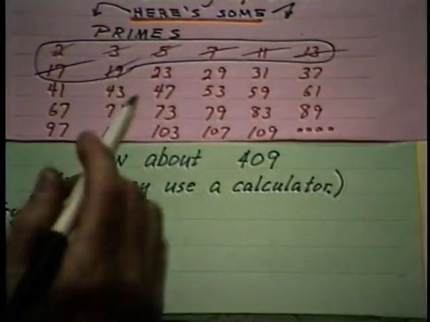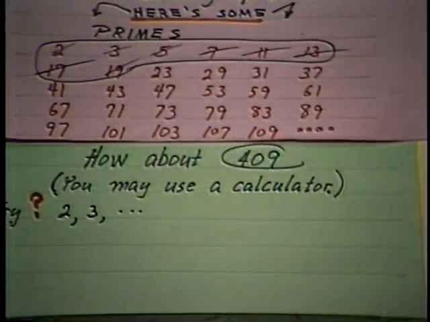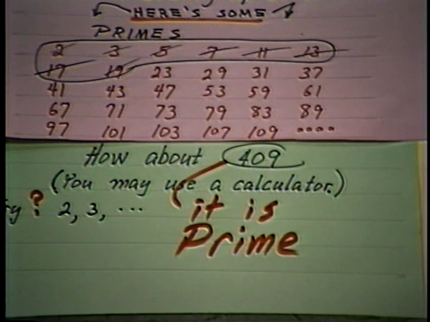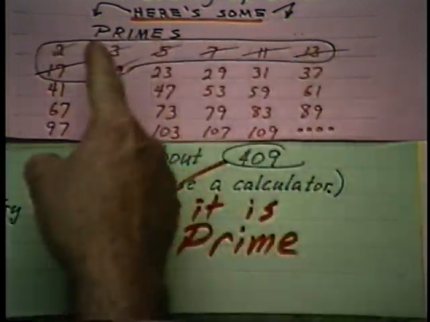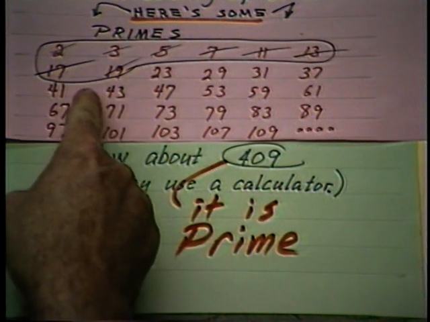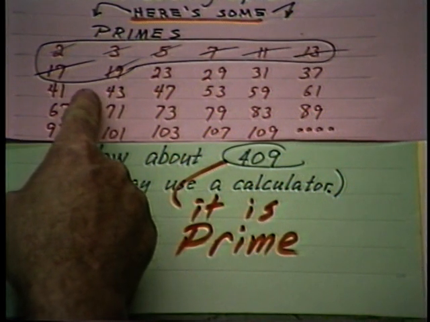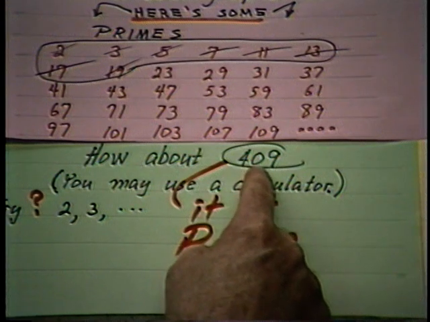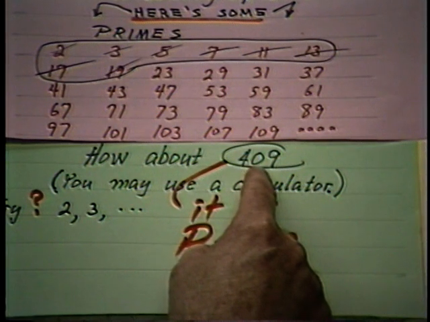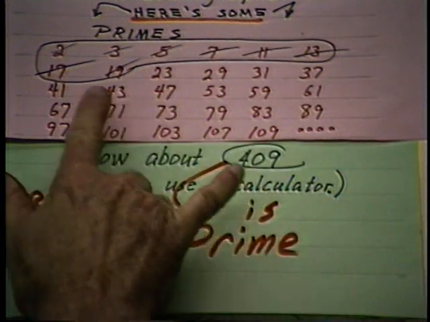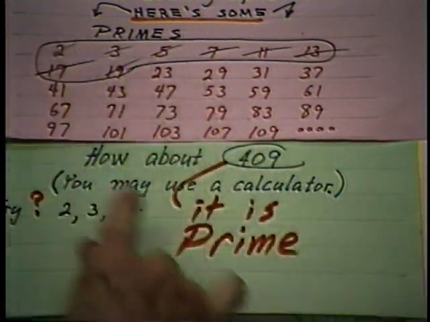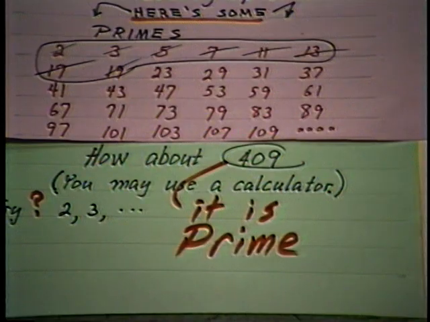So now we can add 409 to our list. It is prime. Now, see if we use all the facts we've been learning up to now along with the calculator, this is a fairly easy, fast job. Students often ask, can we use calculators instead of arithmetic? Actually, you'll end up using both, arithmetic, facts, and the calculator together.